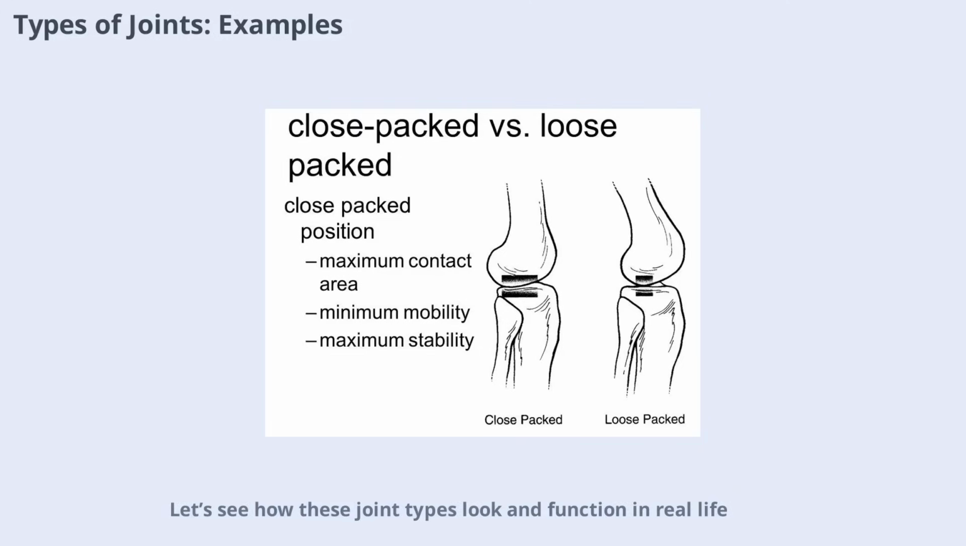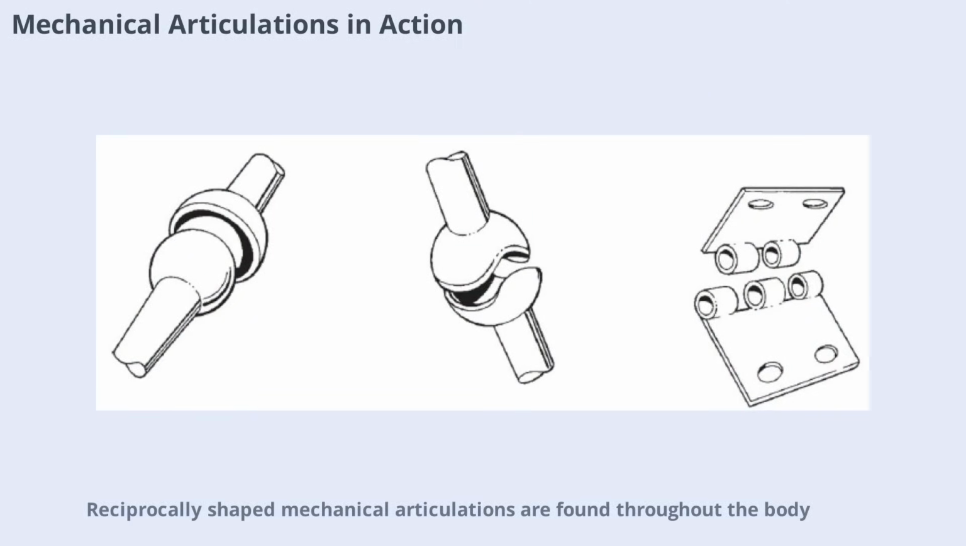Let's see how these joint types look and function in real life. Reciprocally shaped mechanical articulations are found throughout the body, allowing for efficient movement and load distribution. For example, the ball and socket joint of the hip provides stability for weight bearing, while the hinge joint of the knee allows for powerful extension and flexion. These mechanical designs are not random, they are optimized for the specific functions required by each joint. By studying these articulations, we gain insight into how the body maintains both flexibility and stability during complex movements.